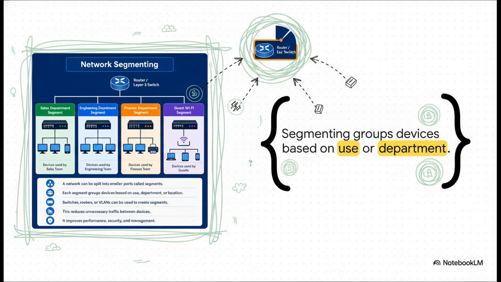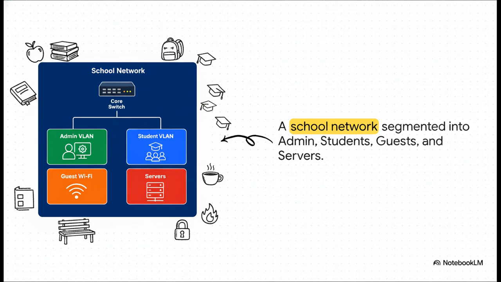Think of it like taking that giant, noisy pool of devices and organizing them. Instead of one big mess, a router or a layer 3 switch is used to split the network into highly organized, smaller parts. You might set up a specific segment for the sales department, another for engineering, one for finance, and an entirely separate one for guest Wi-Fi. We're grouping devices based on their specific use, their department, or even their physical location. By doing this, the sales team's laptops aren't constantly getting bogged down hearing all the broadcast traffic from the engineering team.